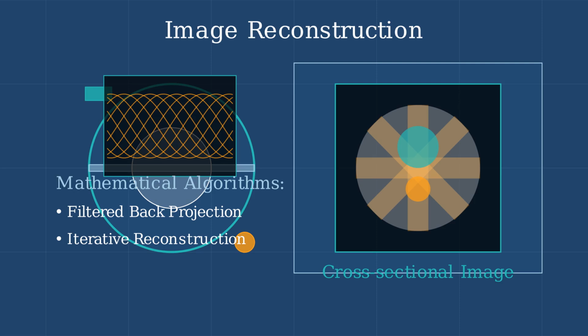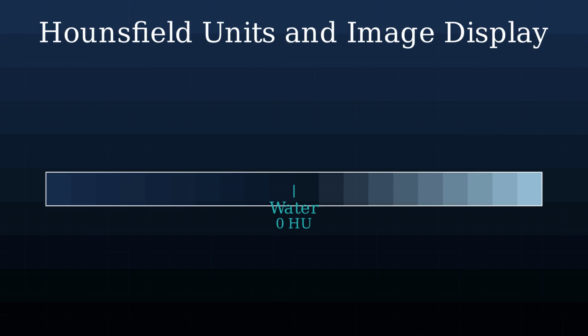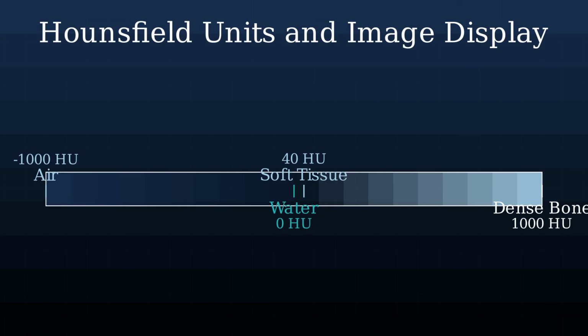structures in great detail. CT images are displayed using Hounsfield units or HU, a quantitative scale that represents tissue density in CT imaging. The Hounsfield scale is named after Sir Godfrey Hounsfield, inventor of the CT scanner. On this scale, water is assigned a value of 0 HU, which serves as a reference point. Air has a value of approximately negative 1,000 Hounsfield units, and dense bone can be positive 1,000 HU or higher. Most soft tissues in the body fall between 0 and 100 HU. Organs like the liver, spleen, and muscle have characteristic density values.